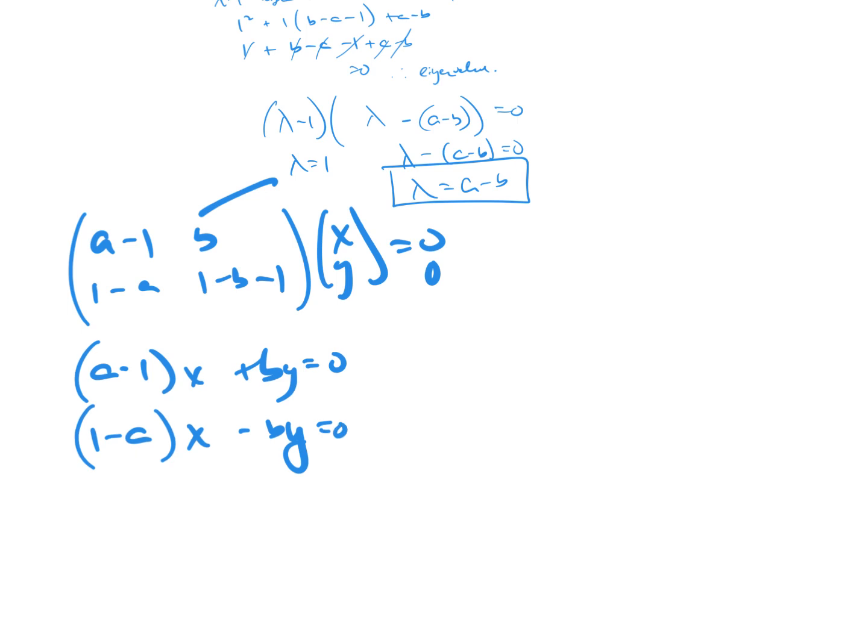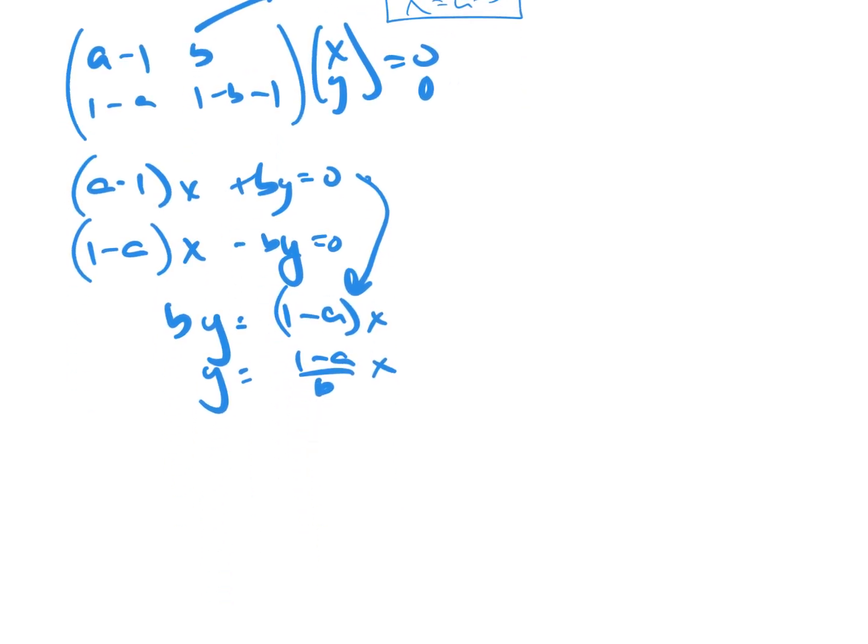Now, a nice check that you should always consider is that this line and this line are the same with the exception of a factor of a negative. So that means I've done everything correctly. And so now if I take this particular one, I get by equals (1 minus a)x, because I switched the signs around. Dividing by b, y will be (1 minus a over b)x. So the vector, if I let x be b, y will be 1 minus a. This is one of my eigenvectors for lambda equal 1.